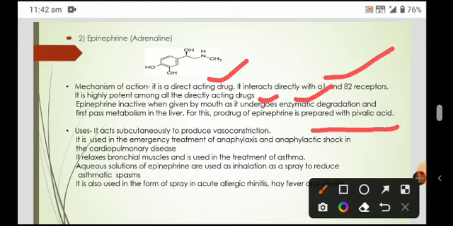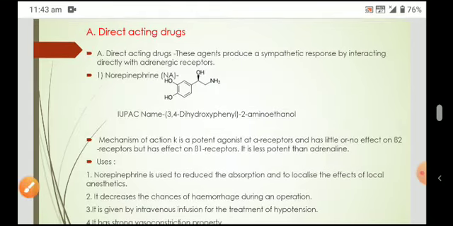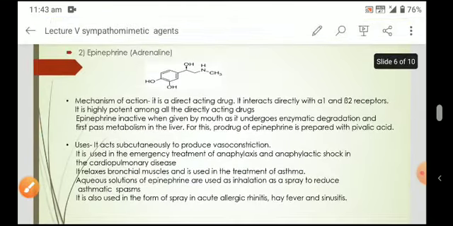As I told, it is inactive when given by mouth, so we should prefer a subcutaneous route to produce the vasoconstriction effect. It is used in the treatment of anaphylaxis and anaphylactic shock. Again, it relaxes the bronchial muscles and is used in the treatment of asthma. Next, the aqueous solution of epinephrine was used as an inhalation in the form of a spray to reduce the asthmatic spasm. And the last one, it is used in the form of a spray in allergic rhinitis, hay fever and sinusitis.